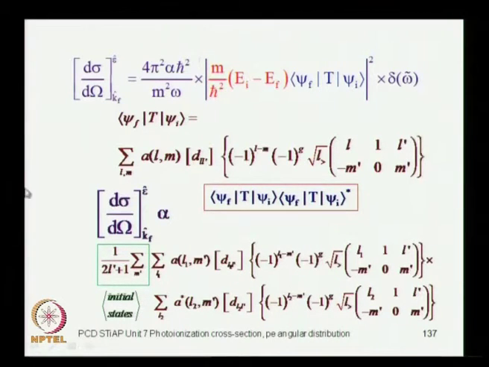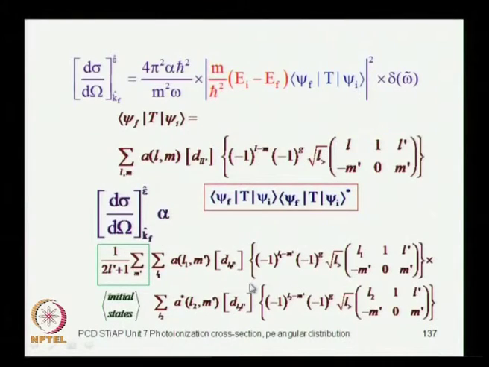So, there is a division by 1 over 2L plus 1 when you average out over all those states. So, you have a 1 over 2L plus 1 factor, and you now have a relation which has a quadratic term in the radial integral. This is the radial integral d, it comes twice, once from here and the other from here, but there is no complex conjugation because the radial integrals are real.